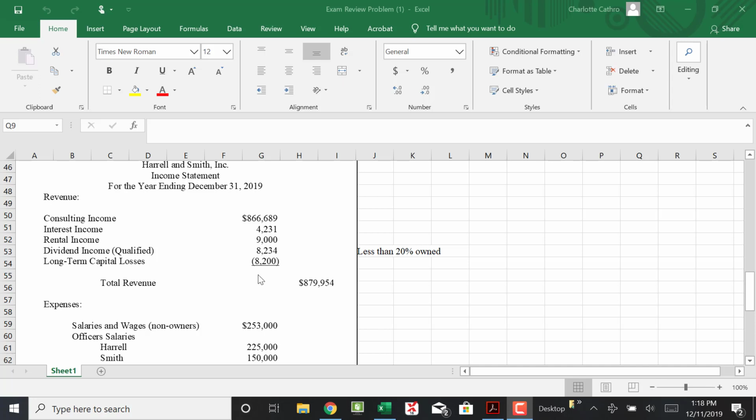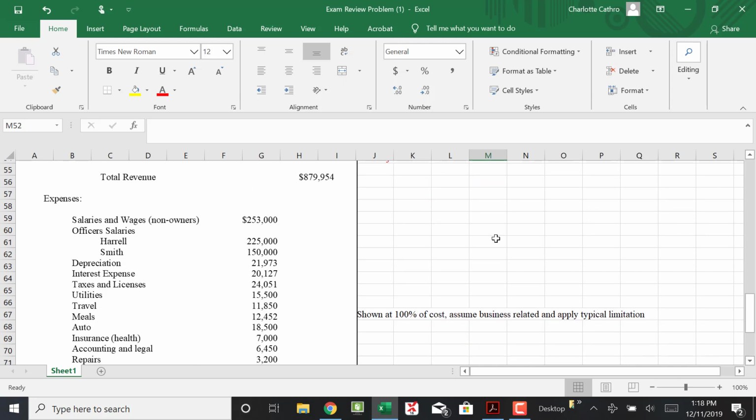There are long-term capital losses. Well, what happens with long-term capital losses? The rule about capital gains and losses is that gains are taxable, and it's different than individual tax. So gains are taxable, losses are not deductible. So you can only reduce capital gains with capital losses. So this long-term capital loss is going to be an M1 adjustment. We're going to have to add that back because it is a loss in excess of gains. So we know we're going to make an M1 adjustment for that.